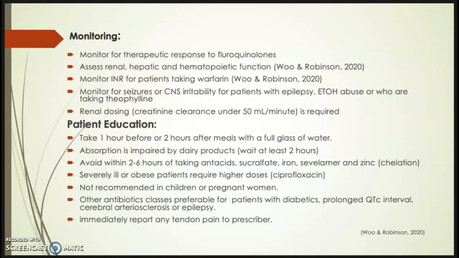Patient education includes taking the medication 1 hour before or 2 hours after other medications with a full glass of water. Absorption is impaired by dairy products, so that should be separated by at least 2 hours. And you should avoid within 2 to 6 hours of taking antacids, sucralfate, iron, zinc. If these patients are severely ill or obese, they may require higher doses. There are other antibiotic classes that may be preferable depending on the patient's history, such as diabetes, a prolonged QTc, or epilepsy. And again, to reiterate, patients should report any tendon pain to their provider.